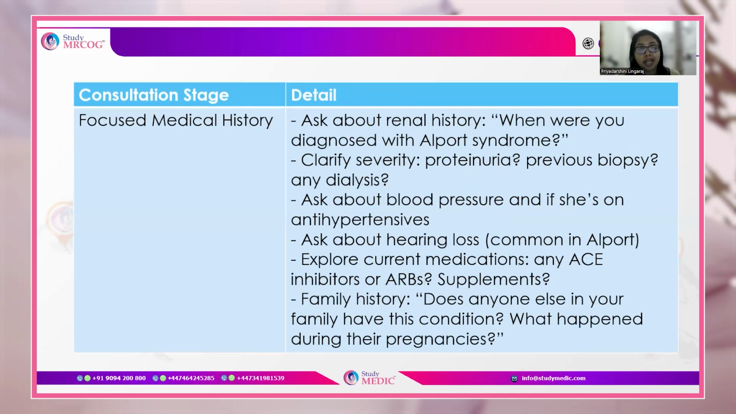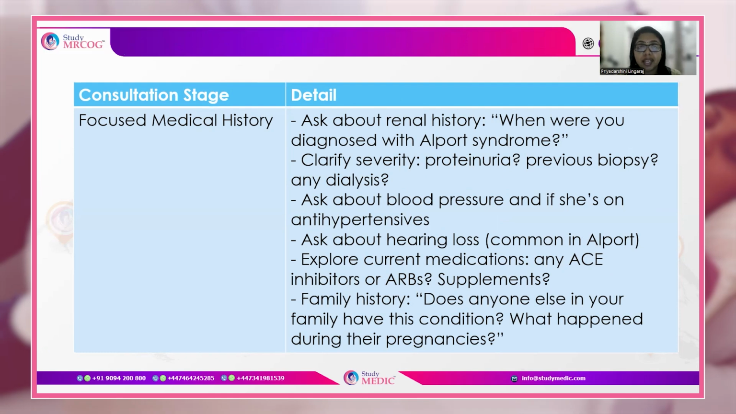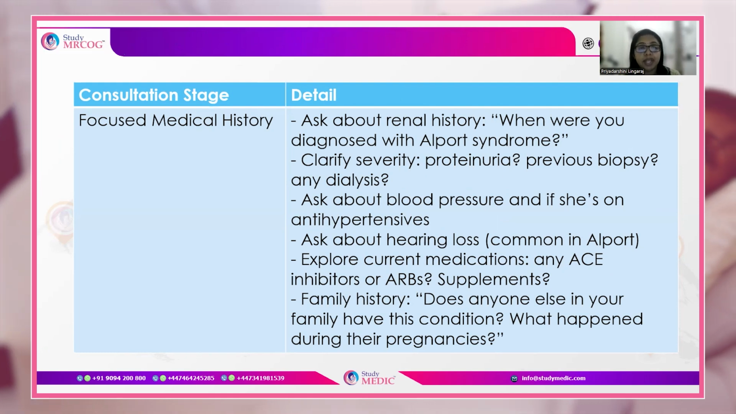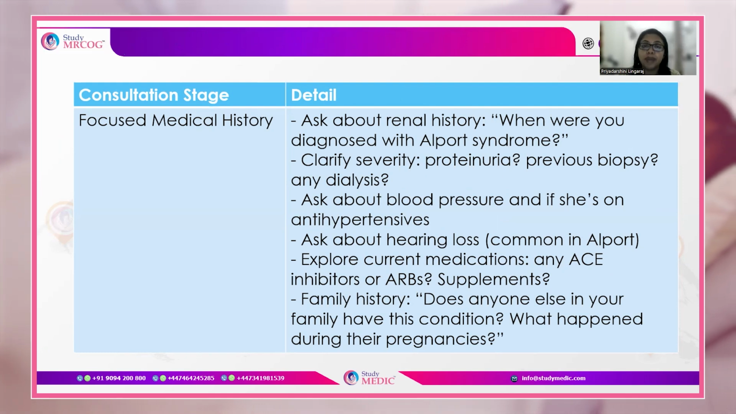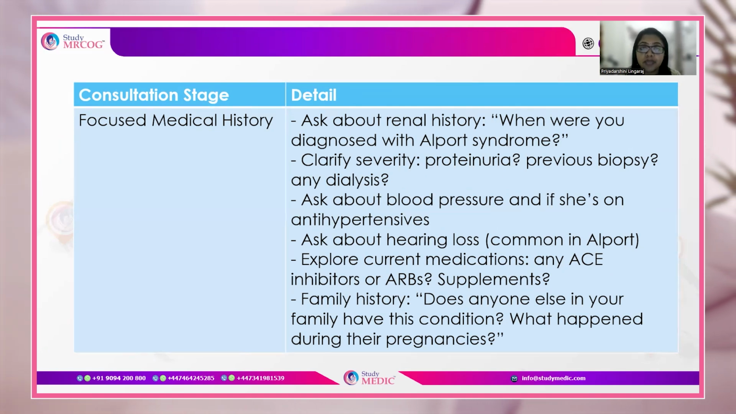After that, you have to take a very, very focused history because for the entire history taking, if you can spend somewhere around 3 to 3.5 minutes, that is a good way so that you will have a lot of time to explain about Alport syndrome and also to explore the concerns of the role player.